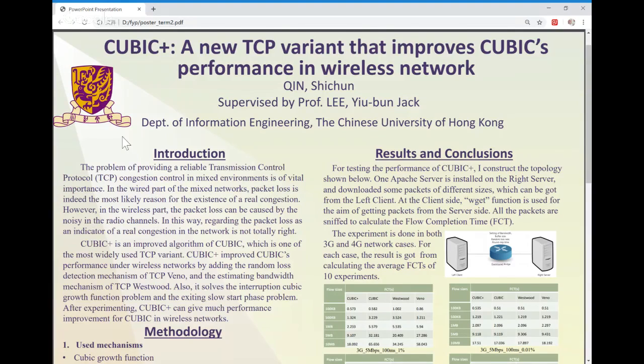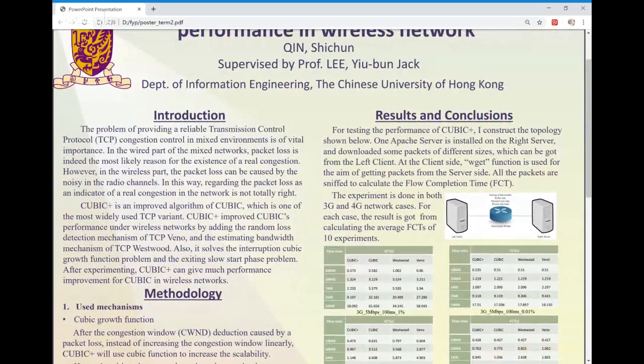As we all know, the development of network goes so fast that more and more people are starting to use wireless networks. In wireless networks, a packet loss can not only be caused by a real congestion, but also by the noise in the radio channel. In this way, if we regard the packet loss as an indicator of a real congestion, it is not totally right.